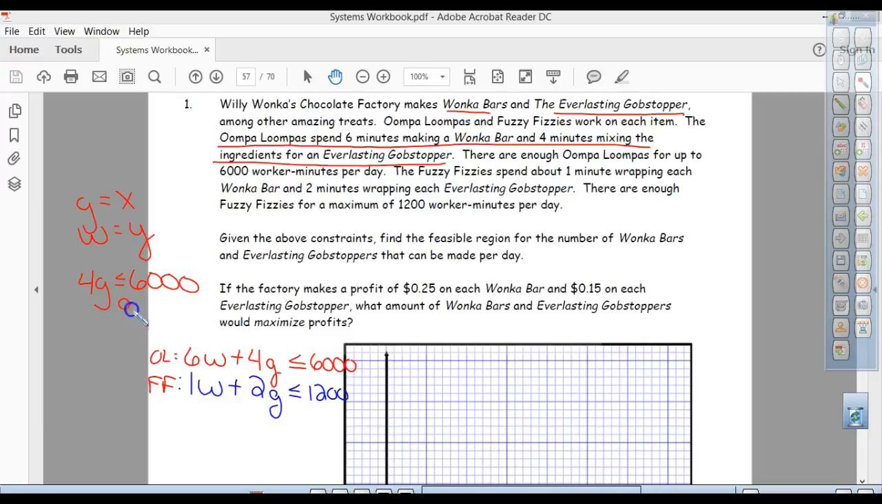So G is going to be how much? 1,500? Yep. So this point is what? If G is X, it's going to be (1,500, 0), right?